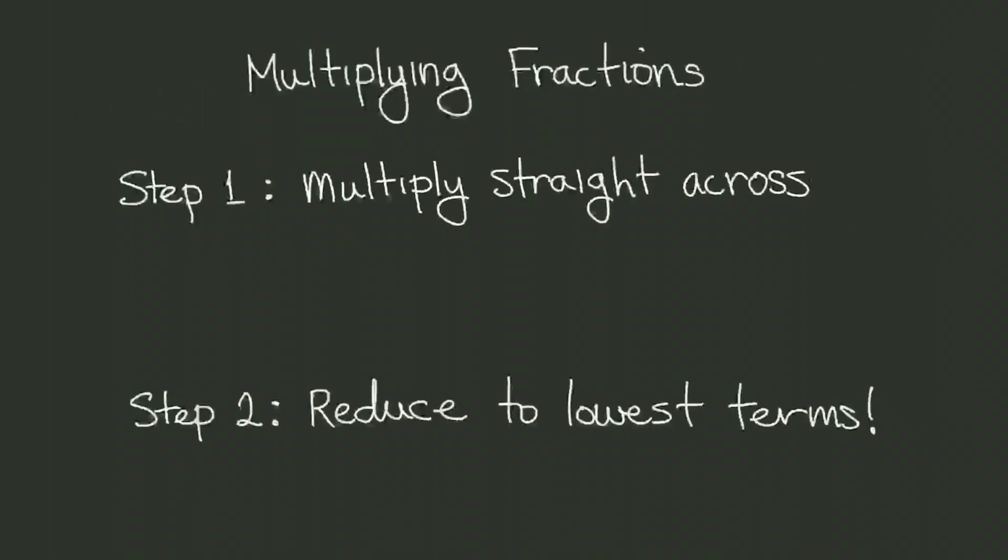Let's look at how we multiply two fractions together. The first step is going to be just to multiply straight across. So let's say we have a over b times c over d. Then what we're going to do is just multiply straight across the top, or the numerators. This will be a times c. And we'll multiply straight across the bottom, or the denominators. So that's b times d.